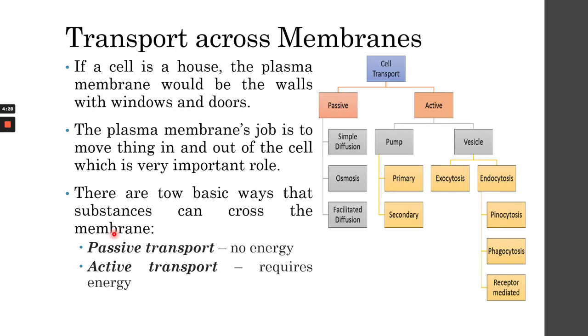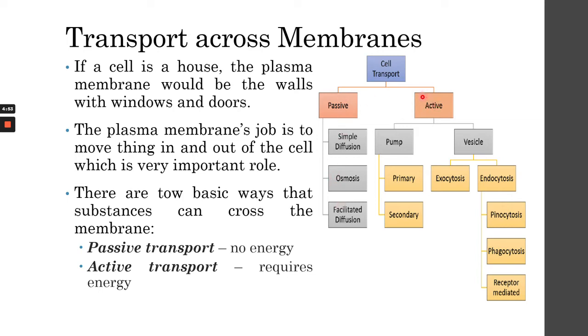So here's a picture of some examples of passive and active transport. So cell transport, we have passive and active. Under passive, we have simple diffusion, osmosis, and facilitated diffusion. Today we'll be discussing these three and what is the mechanism that is undergoing in each of these examples of passive transport.